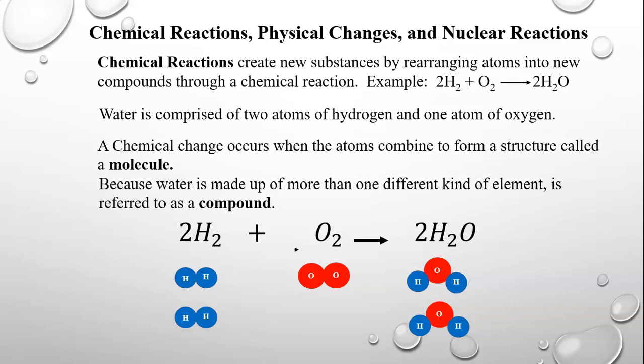You'll notice that on both sides of the arrow, you have 4 hydrogen atoms on the left and 4 hydrogen atoms on the right. You have 2 oxygen atoms on the left and 2 oxygen on the right. That's called a balanced equation, and we're going to learn about that within the next week, how to balance an equation.